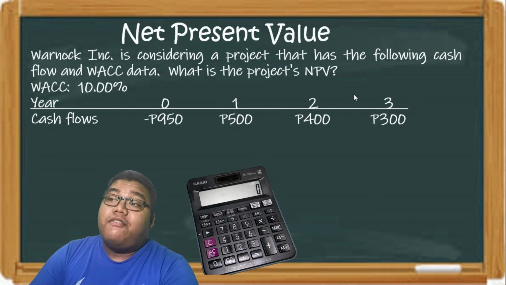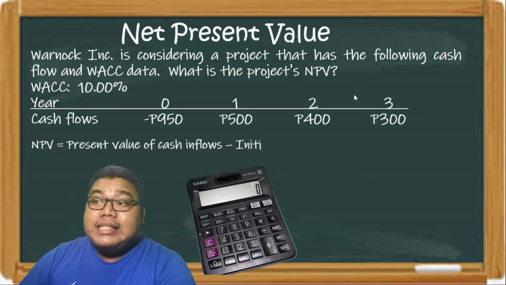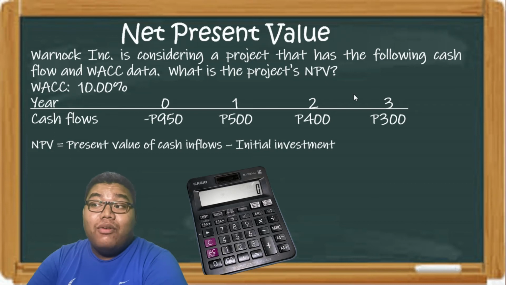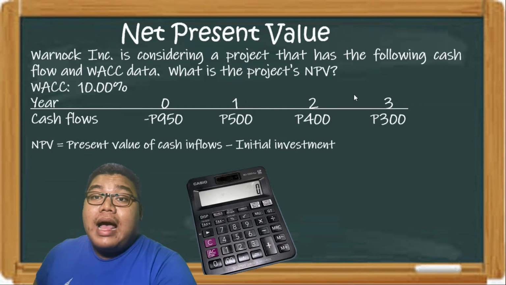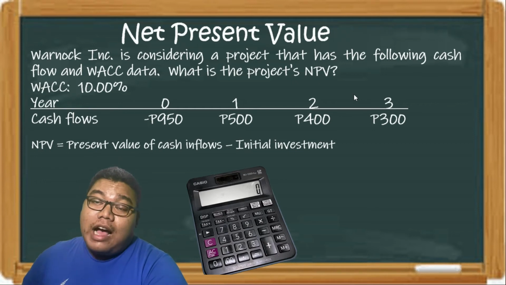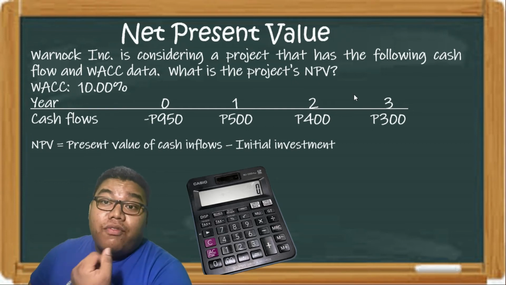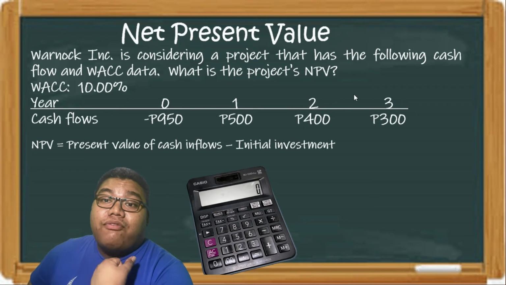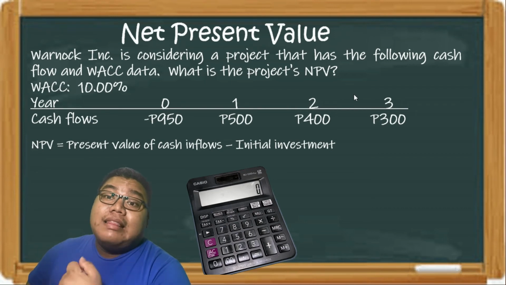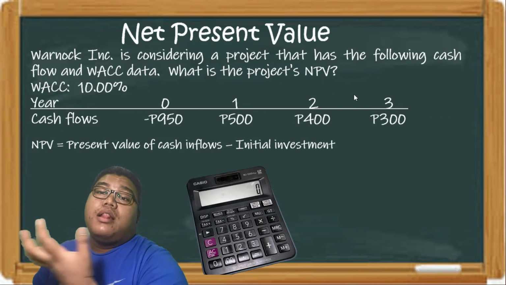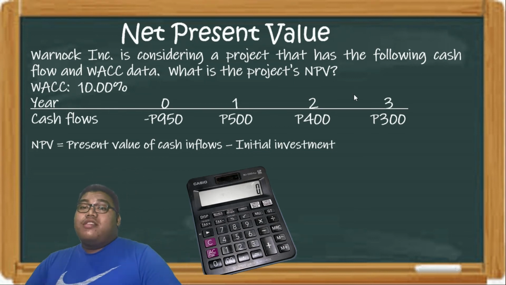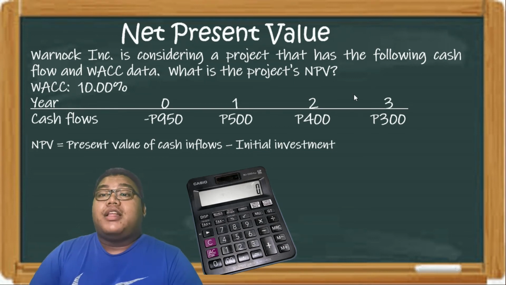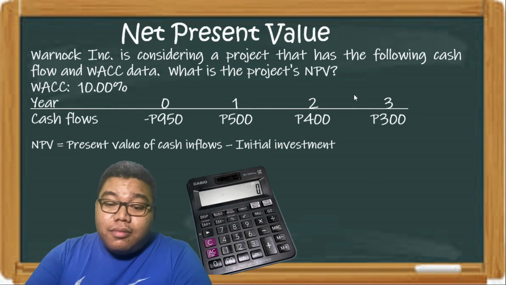So what is net present value? It is simply computed as the present value of cash inflows less the initial investment. We will determine how much of the cash inflows would remain after deducting the initial investment at time 0, given that we will determine the current value of the future cash flows. So for this, we will use the cost of capital as our discounting rate.